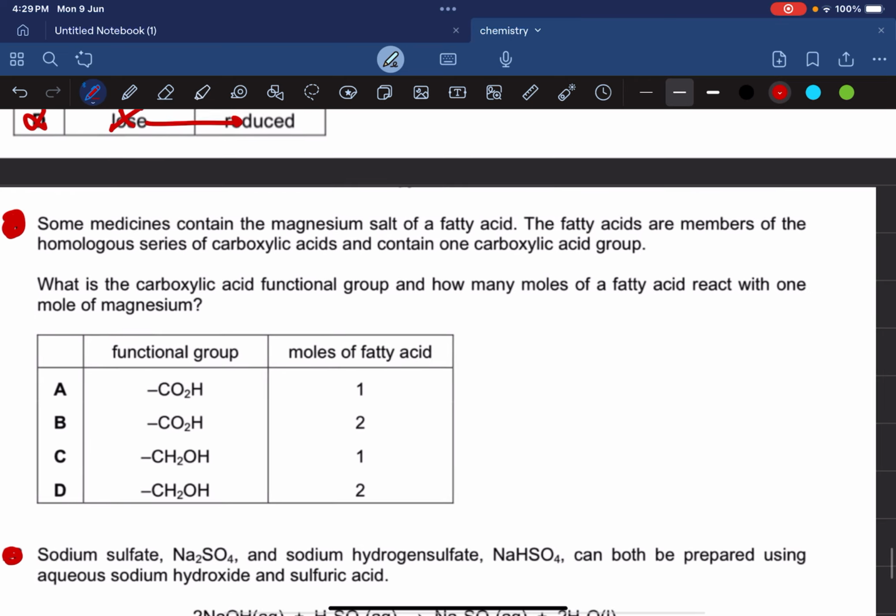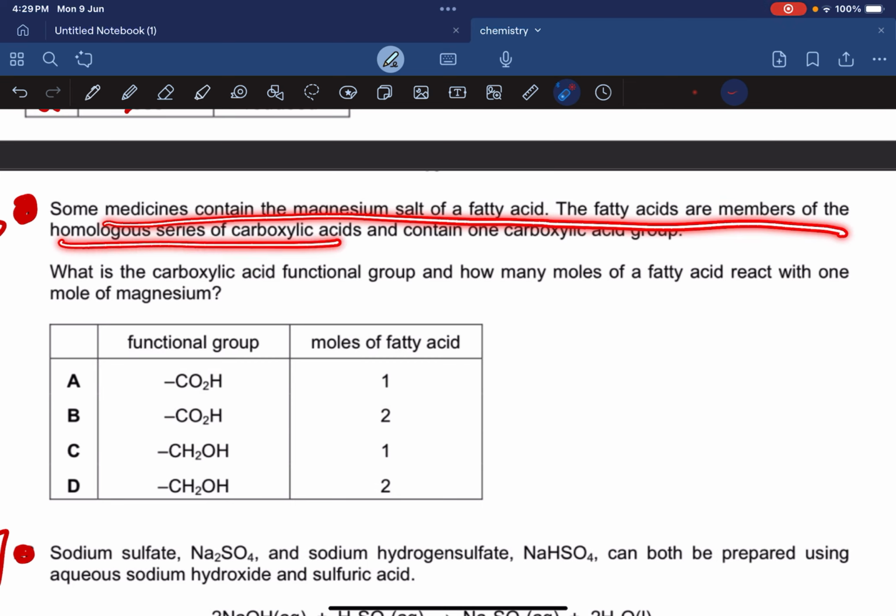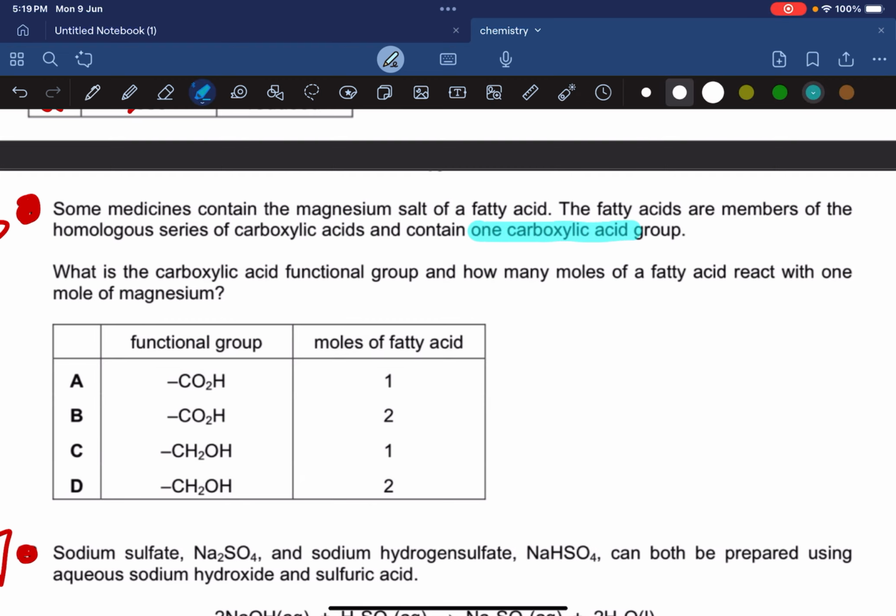Let's move on to this MCQ. Some medicines contain the magnesium salt of a fatty acid. The fatty acids are members of the homologous series of carboxylic acids and contain one carboxylic acid group. What is the carboxylic acid functional group and how many moles of fatty acid react with 1 mole of magnesium? So what does this one carboxylic acid group tell us?